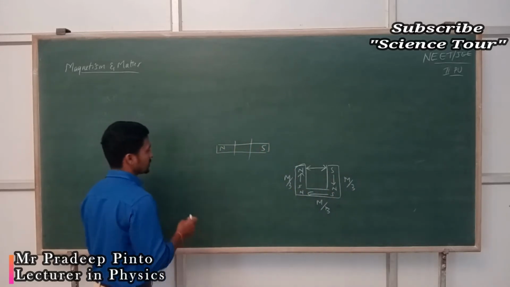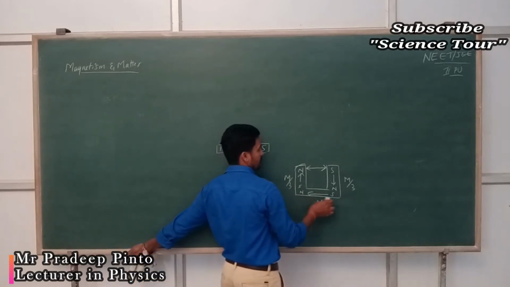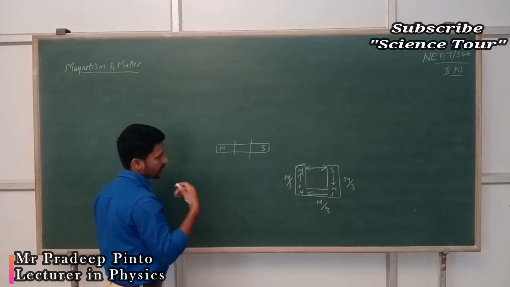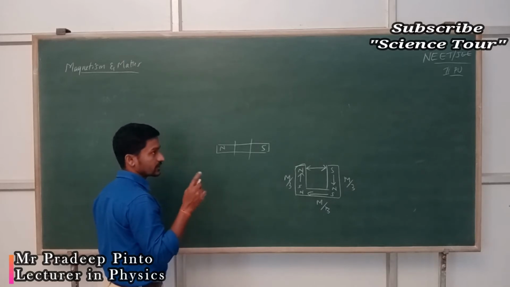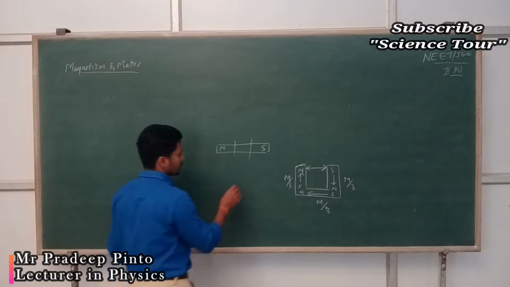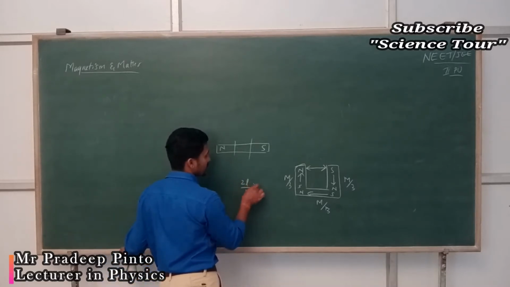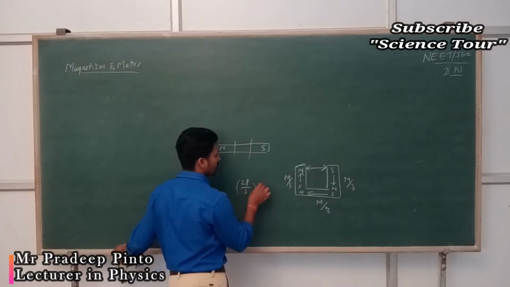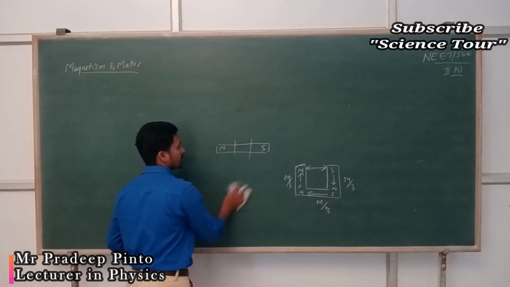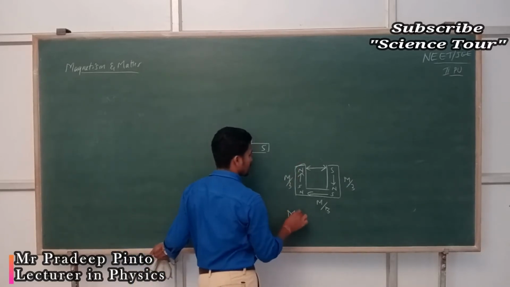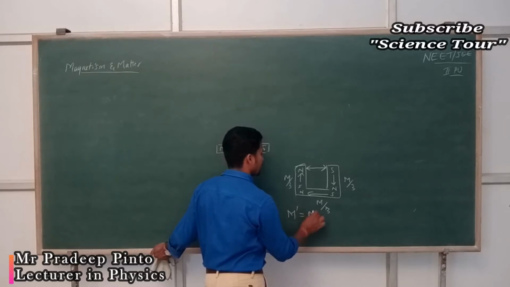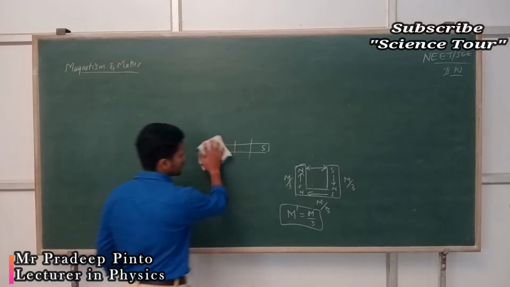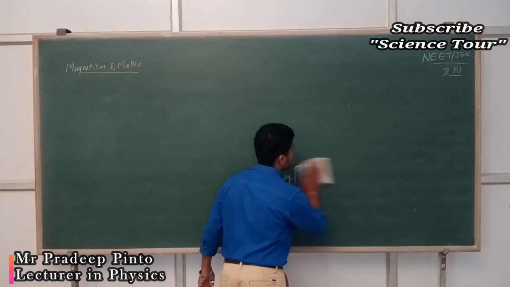Now what is the net magnetic moment? That is the length between them into the magnetic moment, m, which is pole strength times length. The pole strength will be the same, and the length is 2L divided by 3, that is, 1 out of 3, into m. So the total net magnetic moment of this arrangement you are going to get as m divided by 3. This is one of the arrangements.